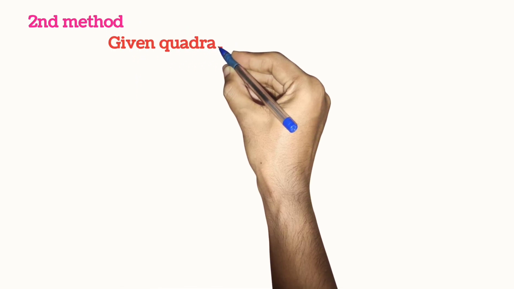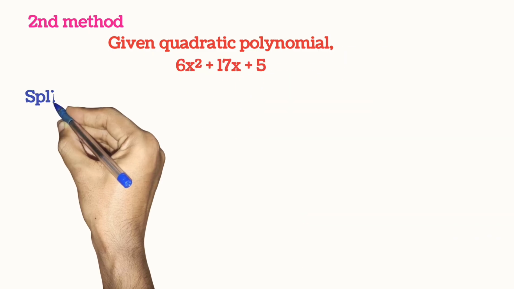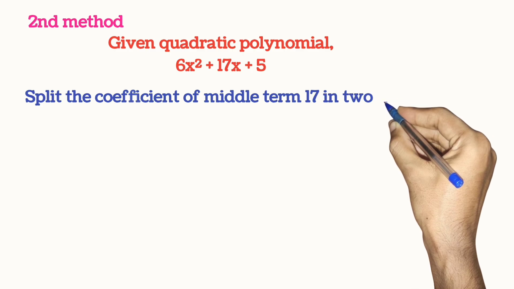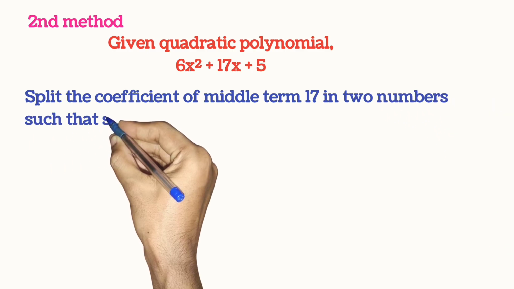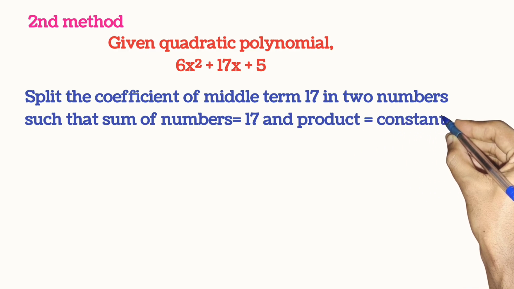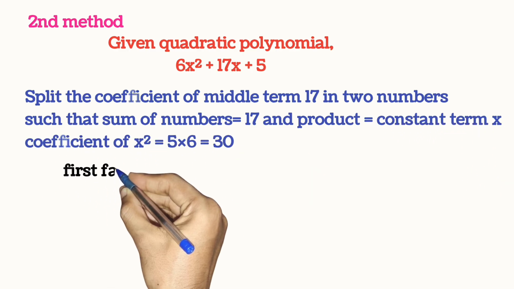Given quadratic polynomial, that is 6x square plus 17x plus 5, split the coefficient of the middle term 17 into two numbers such that the sum of the numbers is equal to 17 and the product is equal to the constant term times the coefficient of x square, that is 5 times 6 equal to 30.